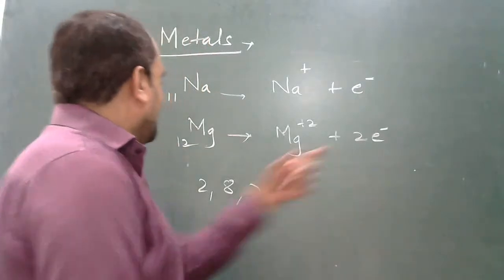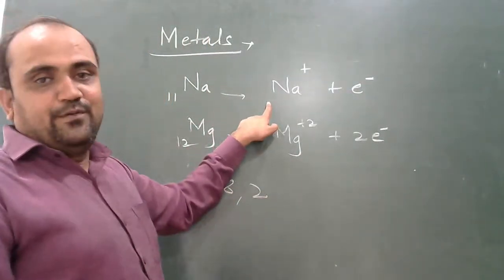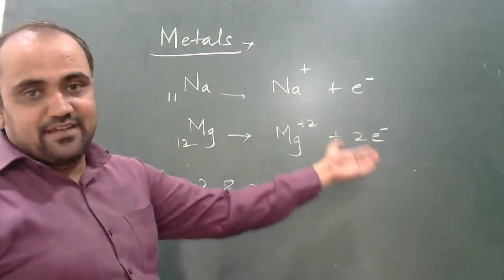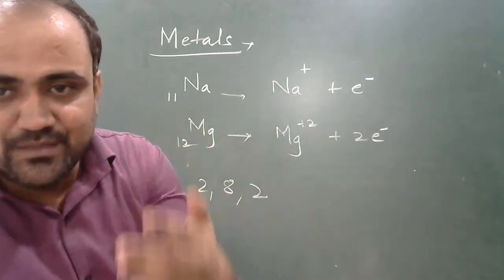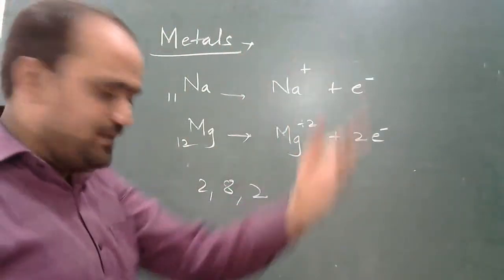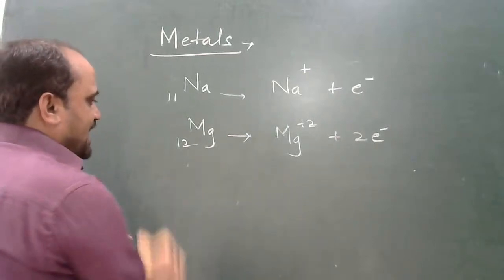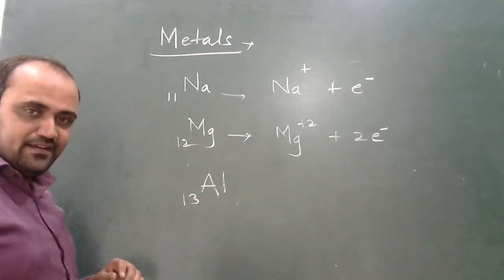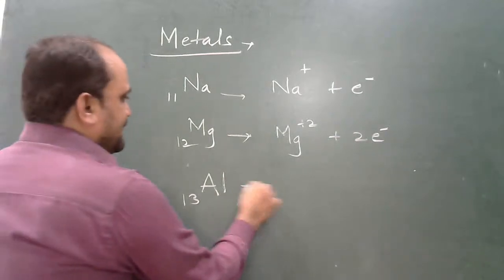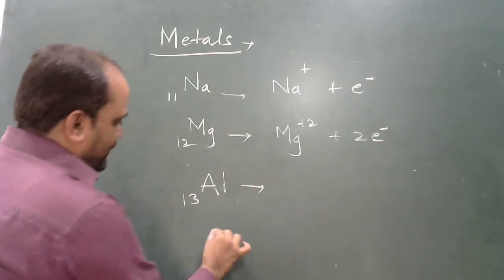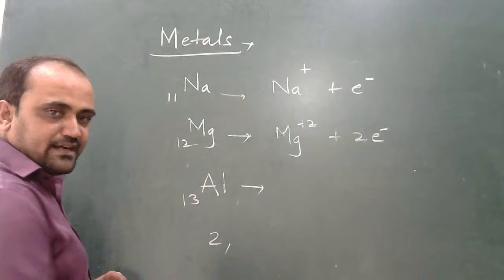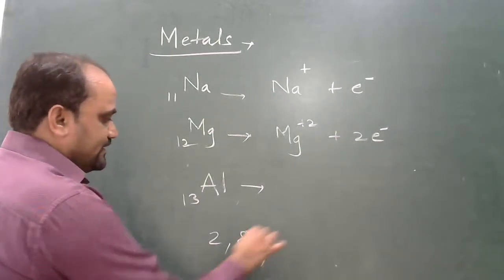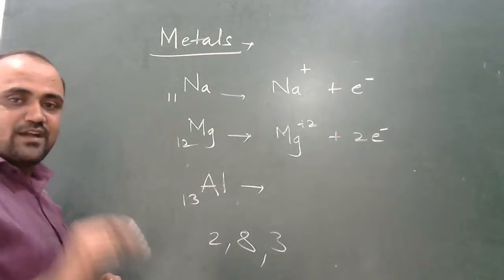Now here, sodium is giving electron, magnesium is giving electron. Now aluminium will give electrons. Aluminium, let us see aluminium. Al, atomic number 13. So gully number 1, 2 electrons. Gully number 2, 8 electrons. Gully number 3, 3 electrons.